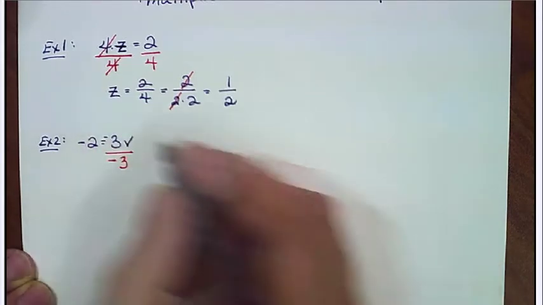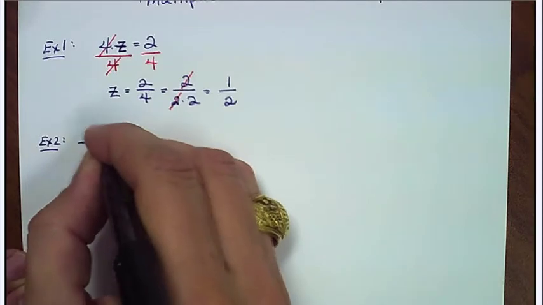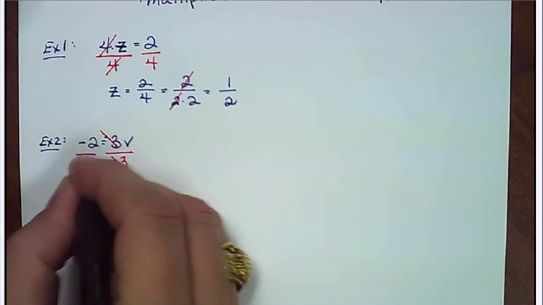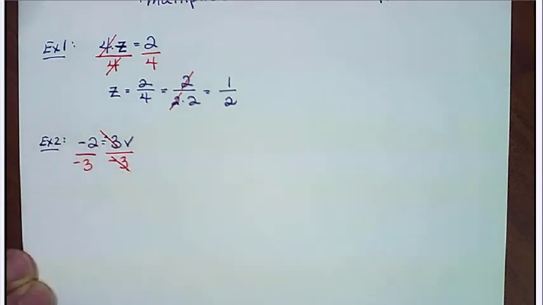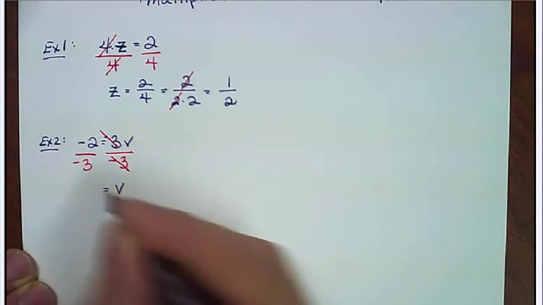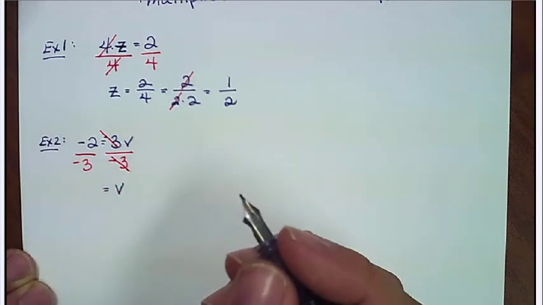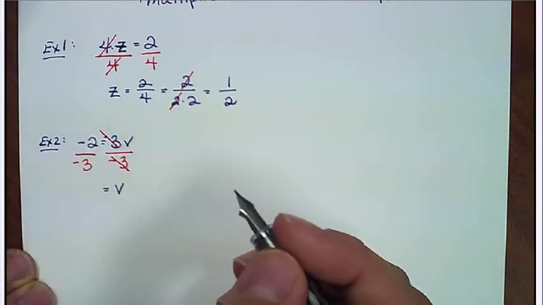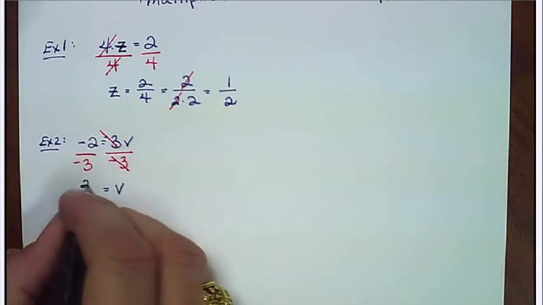Negative 3 divided by negative 3 is going to be 1, so that's going to cancel. And then I have to divide this side by negative 3 as well. Remember your sign laws: if my signs are ever the same, I'm always going to get a positive number. So negative 2 and negative 3 is going to give me a positive 2/3.